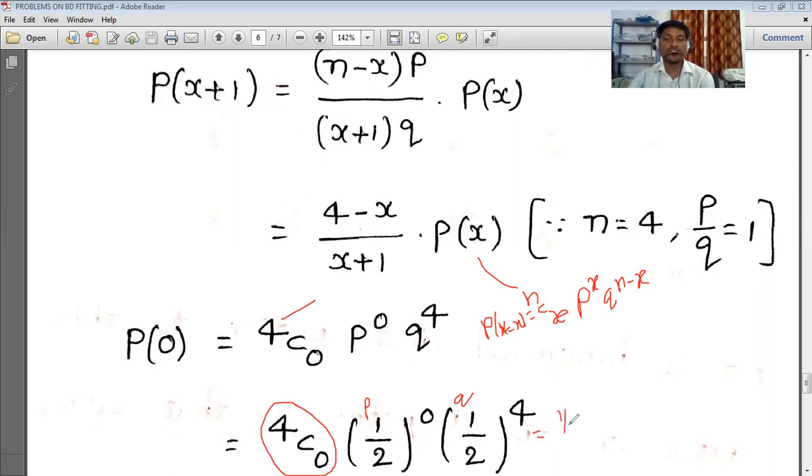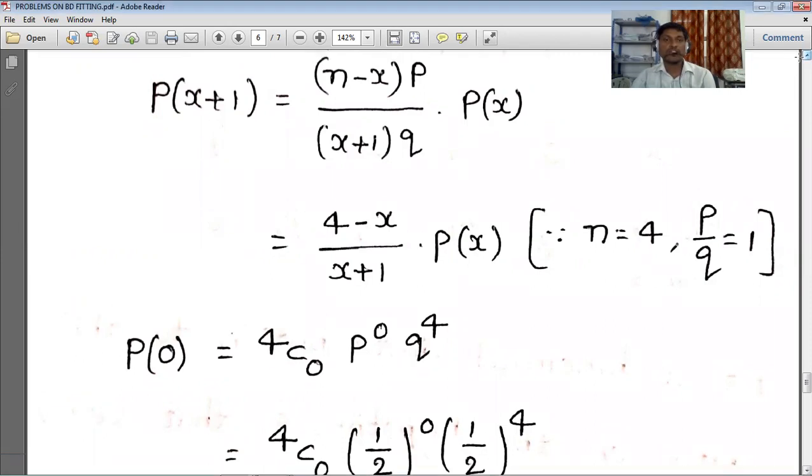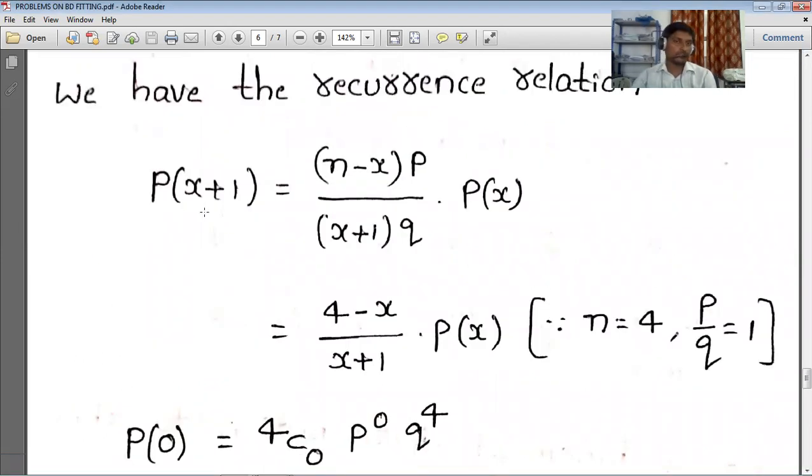So (1/2)^4 is nothing but 1/16. This is P(0). Now we are going to use the recurrence relation for getting the remaining values. Here it is. If you see, what is the formula? P(x+1). Now we have to substitute x as 0.